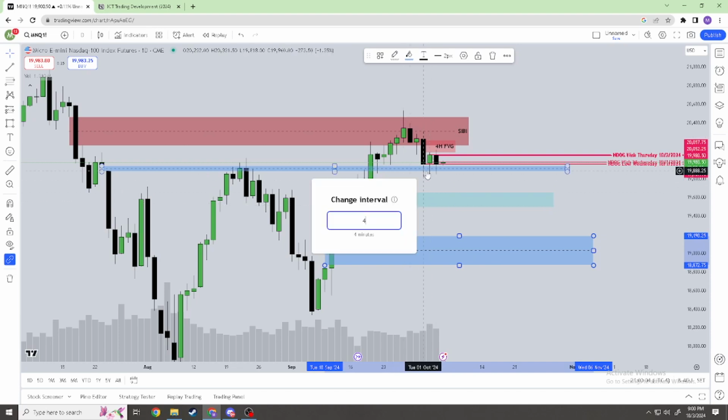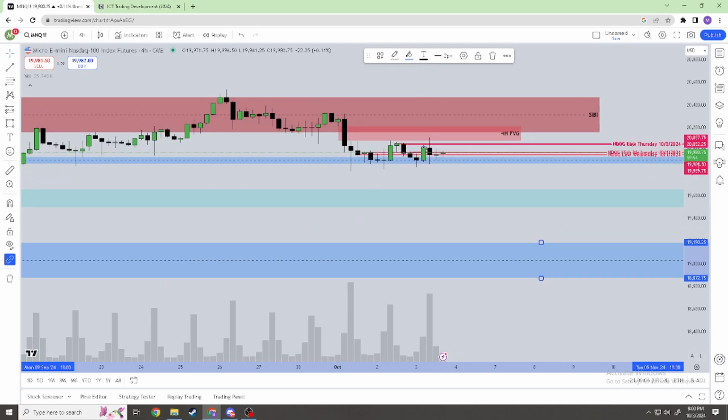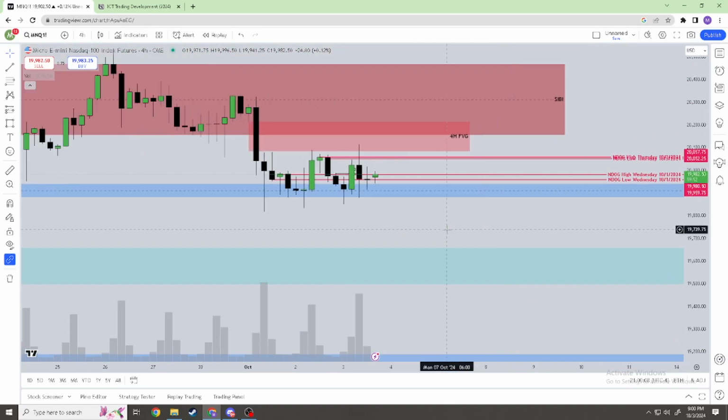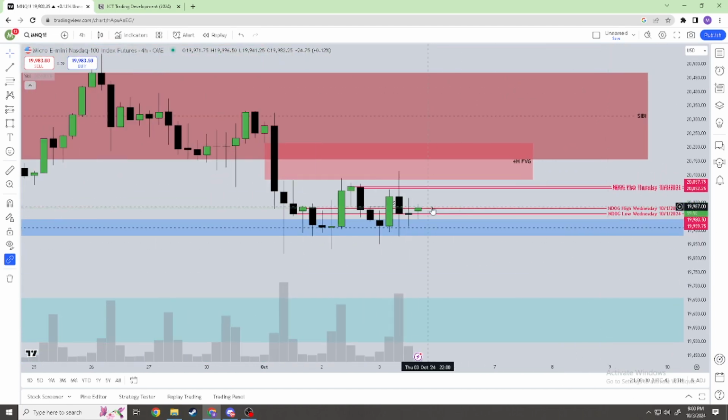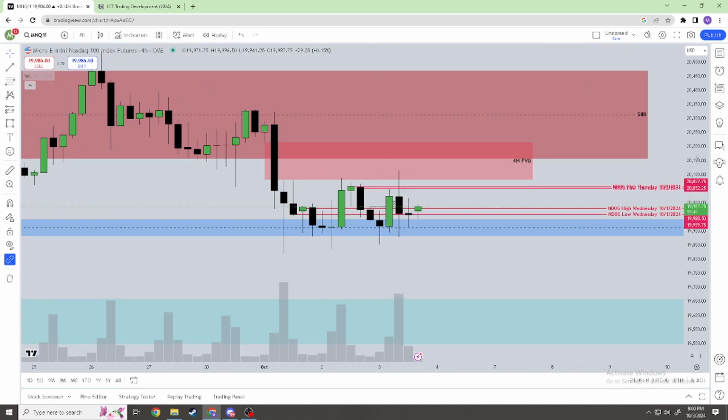Alrighty, moving down to a 4-hour time frame. I'm going to go to the other charts because I'm not too fluent using TradingView. I recently just started and I'm transitioning from Tradovate to TradingView. My apologies.